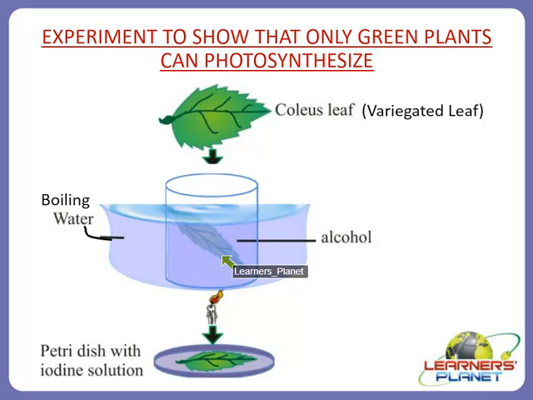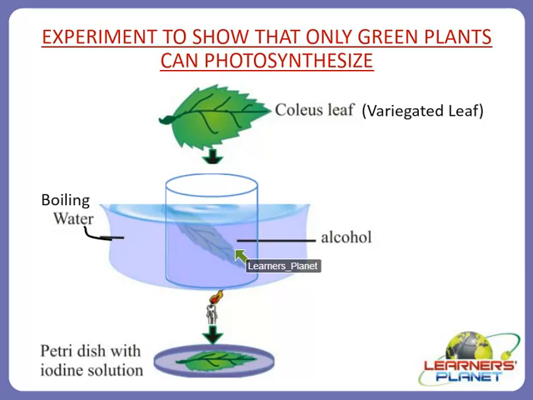You can see here, this is hot water or boiling water, so that the alcohol does not get evaporated. As the alcohol or ethanol warms up, it will remove the chlorophyll from the leaf and make it almost colorless. Remember that we have taken a coleus leaf, which is a variegated leaf, a leaf with two colors. So it will remove only chlorophyll from the leaf, not the other pigments.